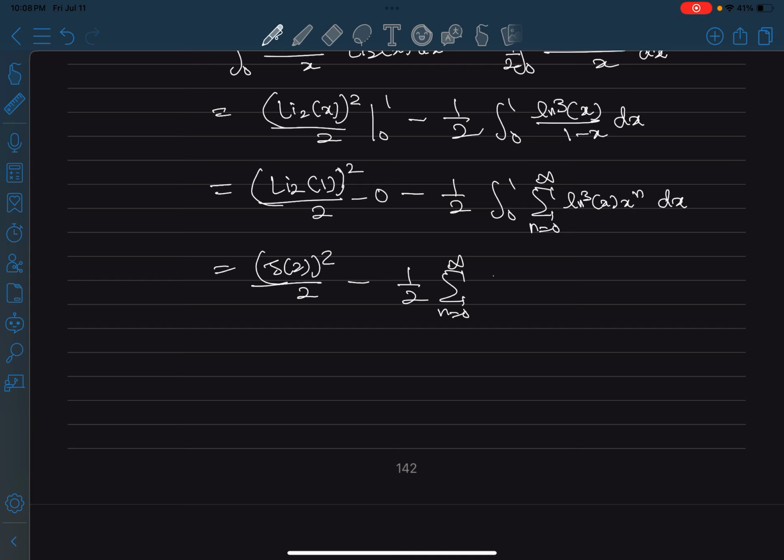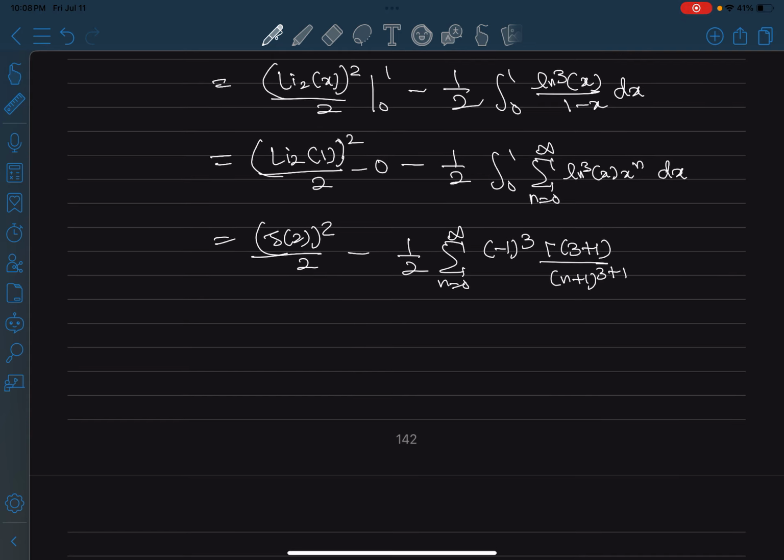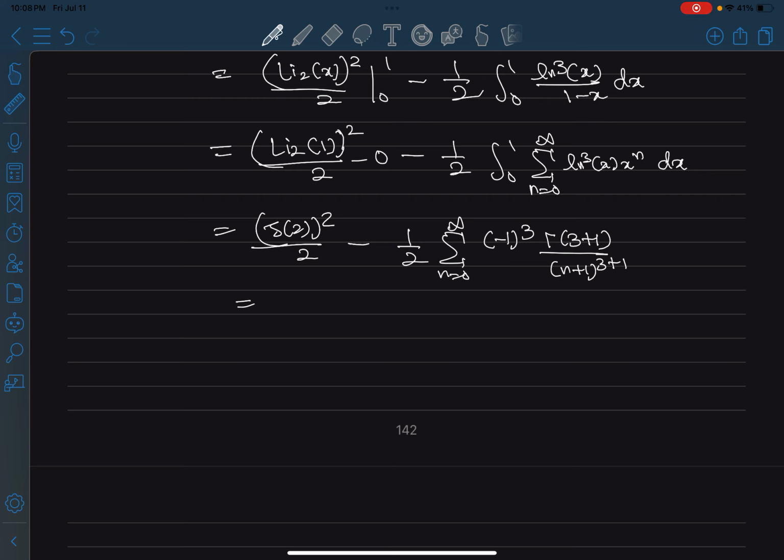That will basically be minus 1 to the power 3 times gamma of 3 plus 1, by (n plus 1) to the power 3 plus 1. So this is the formula. Whatever the power of ln is, that will be the power of negative 1, and then gamma of the power of ln plus 1, and then (n plus 1) to the power of the power of ln plus 1, right? So that's the formula. And you can easily verify this formula using the substitution u is ln x, and then you just use the normal formulas.